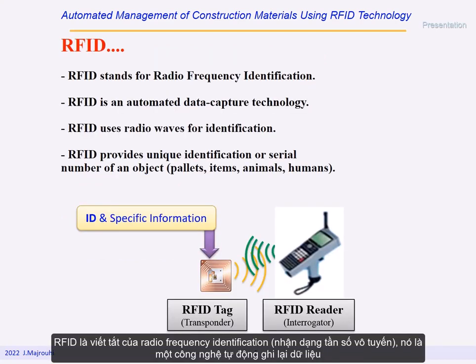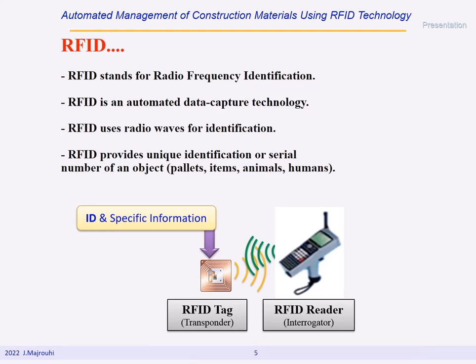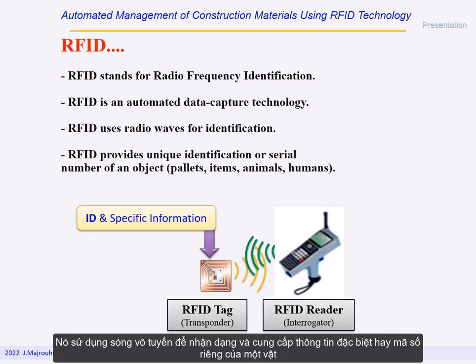RFID stands for Radio Frequency Identification and is an automated data capture technology. It uses radio waves for identification and provides unique identification or serial number for an object.